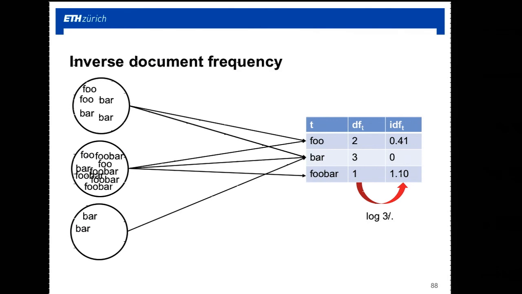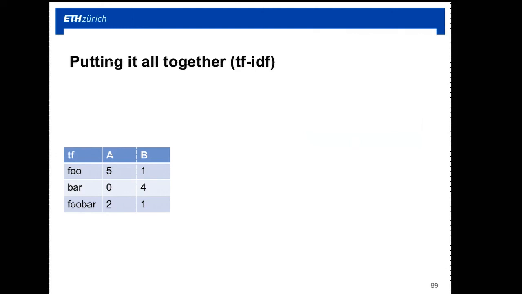Yes, we get the highest score for foo bar, and that's great because it's the rarest. We got exactly what we wanted. We get the highest scores for the rarest terms. This is called the inverse document frequency, also called IDF.